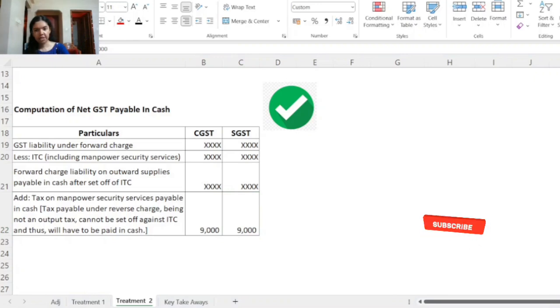So, we have to always keep this point in mind that ITC can be set off only against output tax, and the GST of the reverse charge is input tax. So, this has to be paid in cash only, and you cannot set it off against ITC. So, this is the important point to be remembered here.